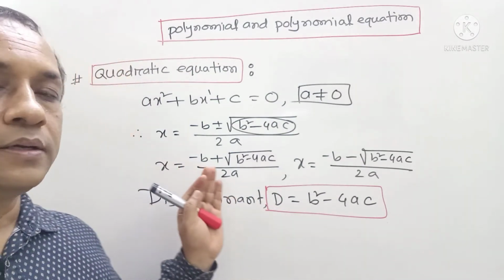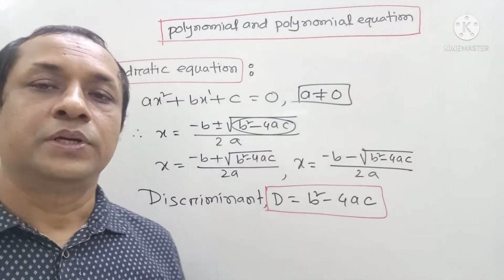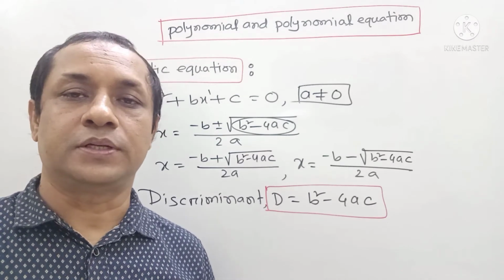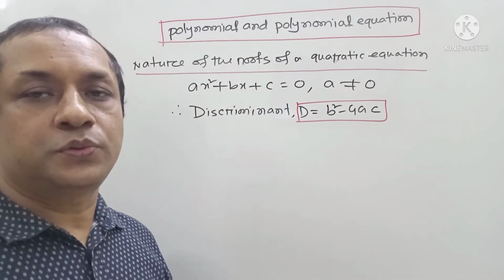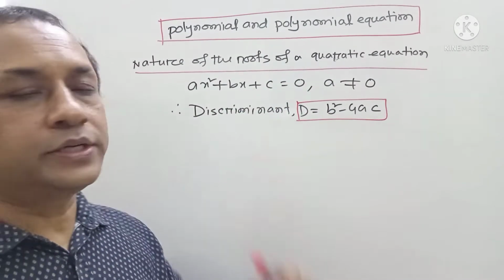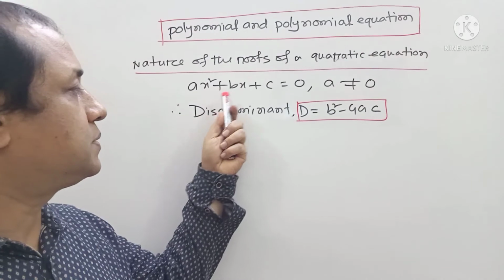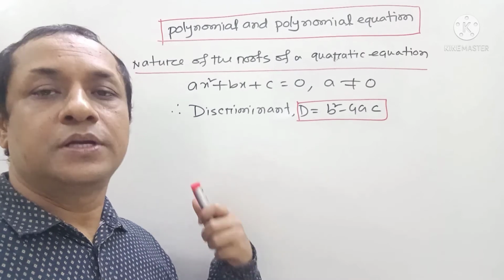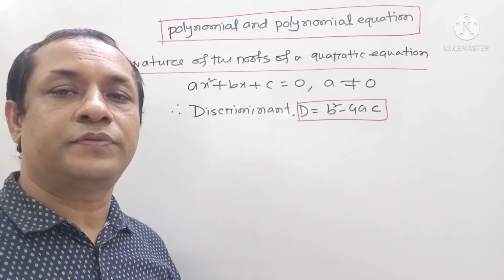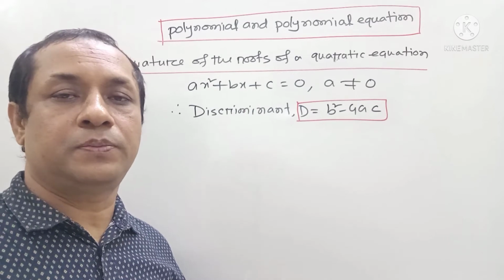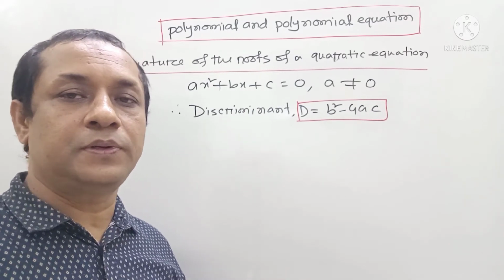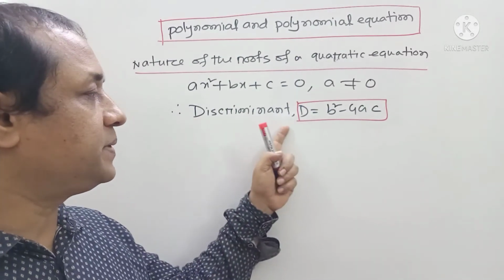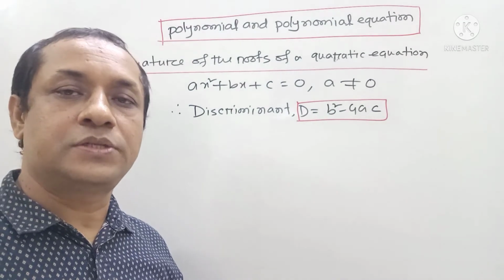Now here discriminant d equals b square minus 4ac. I hope that student you are clear. Now student, nature of the roots of a quadratic equation. Here ax square plus bx plus c equals 0, where a not equal to 0. It is a quadratic equation because the highest power of the variable is 2. So you have learned, student, discriminant d equals b square minus 4ac.